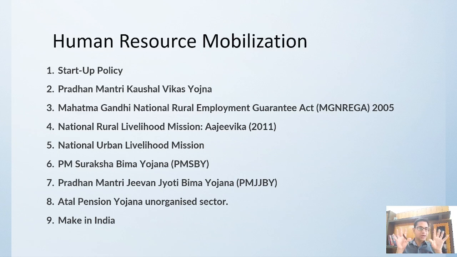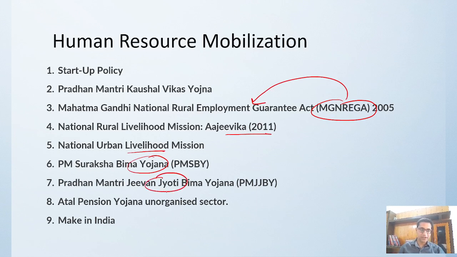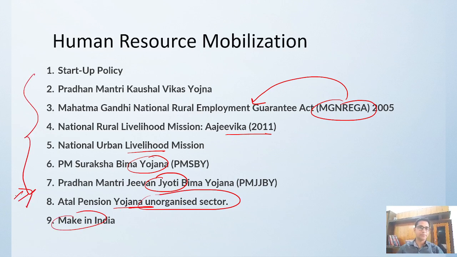First of all, we are running our startup policy, right? Startup policy, government is giving money to create startups in various fields, right? Pradhan Mantri Kaushal Vikas Yojana is running in order to skill the people. MGNREGA, employment guarantee scheme, Ajivika mission, livelihood mission, PM Suraksha Bima, Jeevan Jyoti Bima Yojana, right? Atal Pension Yojana for unorganized sector, Make in India. These are all the places where government is investing on the people, human resource mobilization.